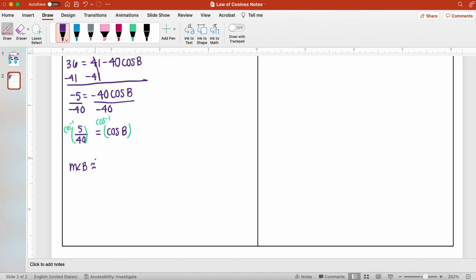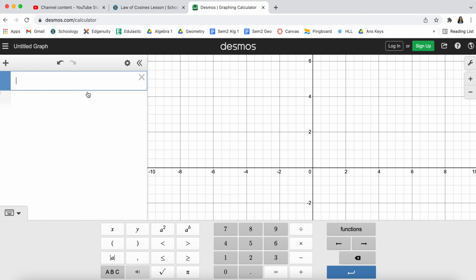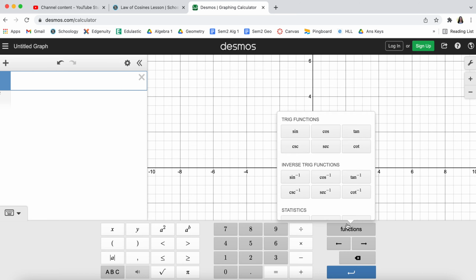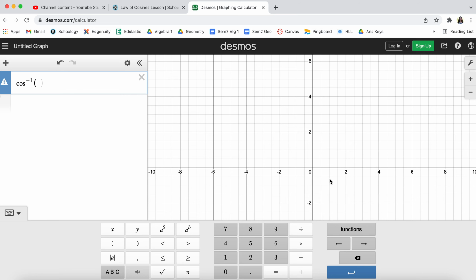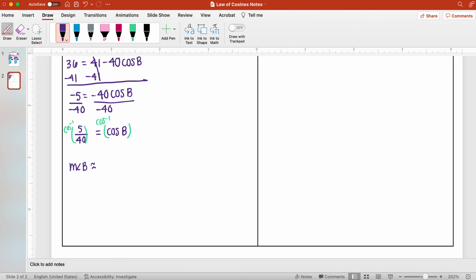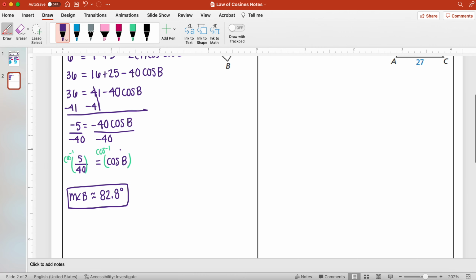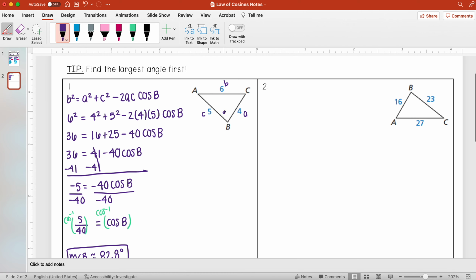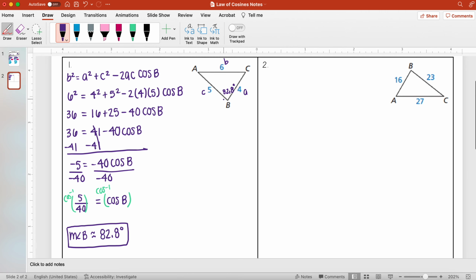Now I'm going to head over to Desmos, so I want to take the inverse cosine of 5 over 40. So I'm going to go to functions, cosine inverse of 5 divided by 40. And rounding to the nearest tenth, I get 82.8 degrees. So I'm going to go ahead and actually write that in here. This is 82.8. So I found one angle.